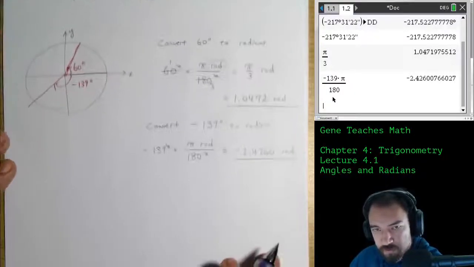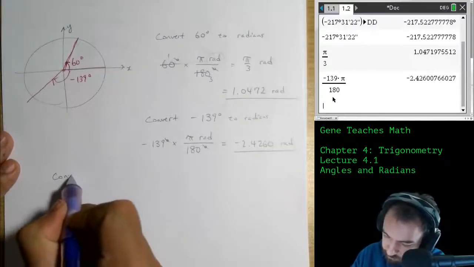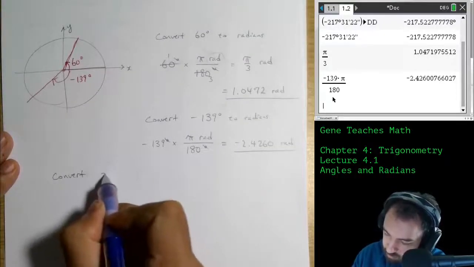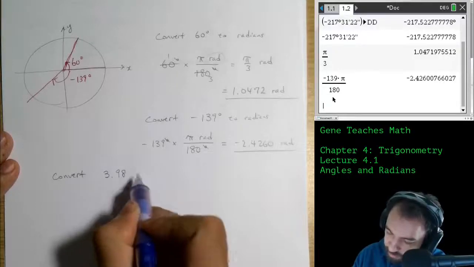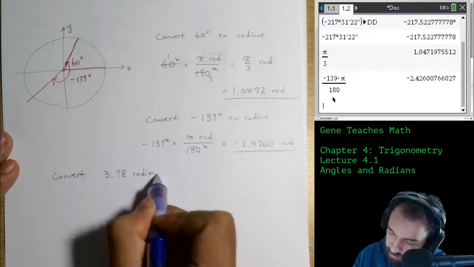Well, what if I want to do the reverse conversion? What if I want to say convert 3.98 radians to degrees?